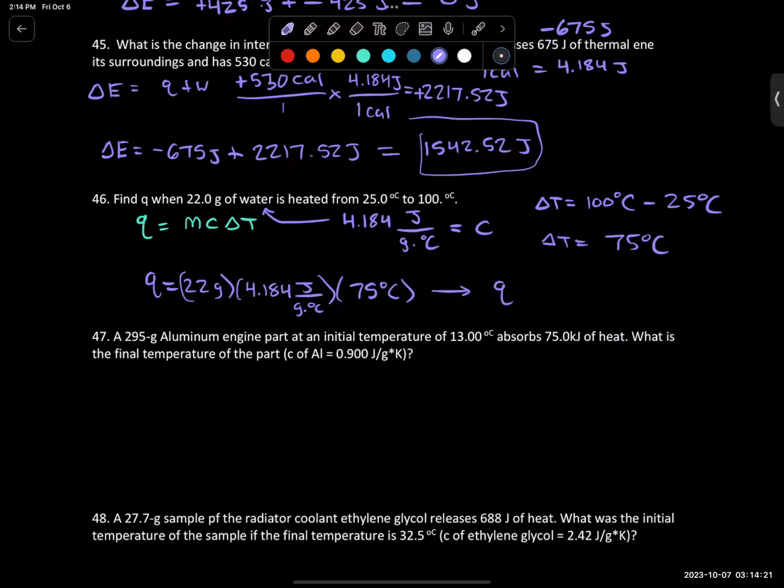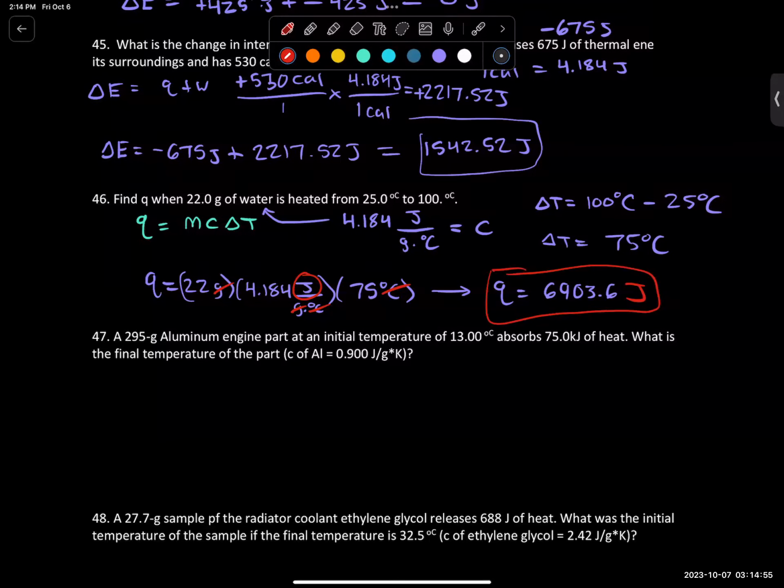Plug this into our calculator. Q will give us a number of 6,903.6, in units of what? Joules, right? Because look, everything cancels out except for joules. Grams cancels, degrees Celsius cancels. We're left with joules.